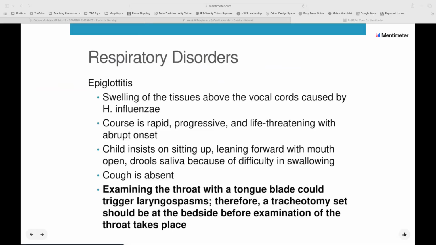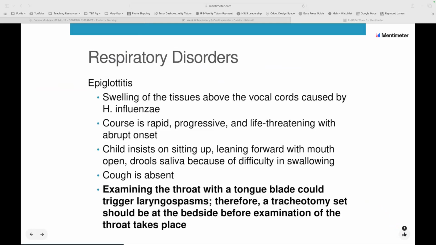So epiglottitis happens very abruptly. We get swelling in the tissues above our vocal cords, and it's commonly caused by Haemophilus influenzae. These kids are going to insist on sitting upright. They're going to be leaning forward with their mouth hanging wide open, and they're just going to be drooling incessantly. They're not going to be able to swallow their own saliva because of the swelling in the vocal cords. They're also not going to be able to cough.